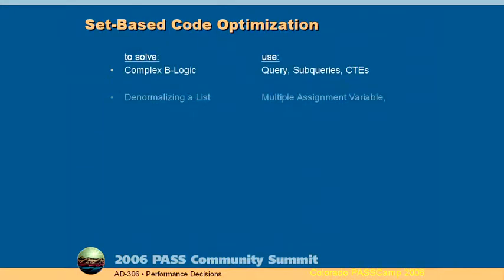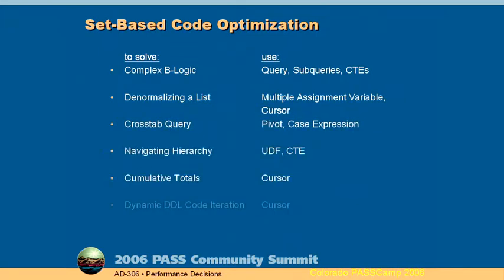And here's a list of some types of problems and what I recommend to solve them. If you're doing complex business logic, use queries, subqueries, CTEs, and user-defined functions to solve these. To denormalize a list, use a multiple assignment variable. For crosstab queries, use pivot or case expression. Avoid using the correlated subquery for crosstabs. For navigating hierarchy, I recommend using the UDF. For cumulative totals, use a cursor. Avoid the correlated subquery method. The cursor will scale so much better for cumulative totals.